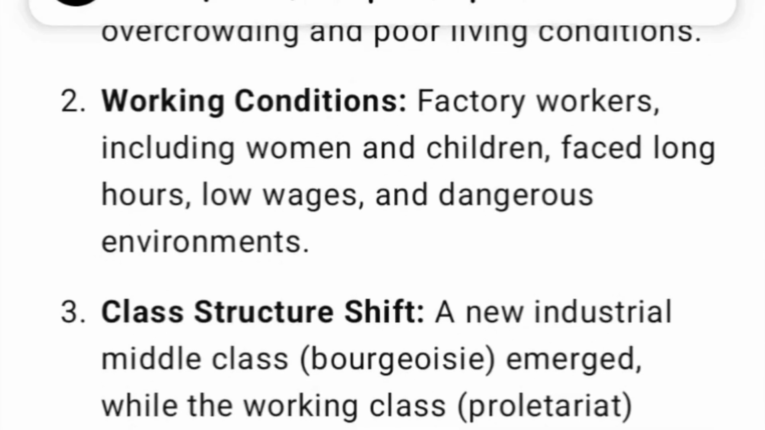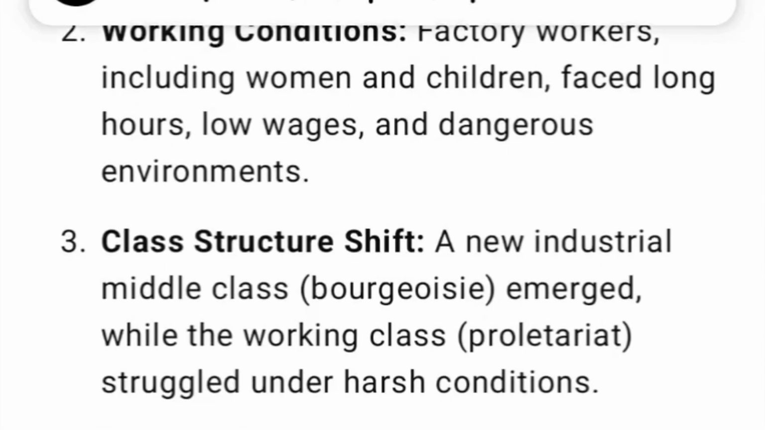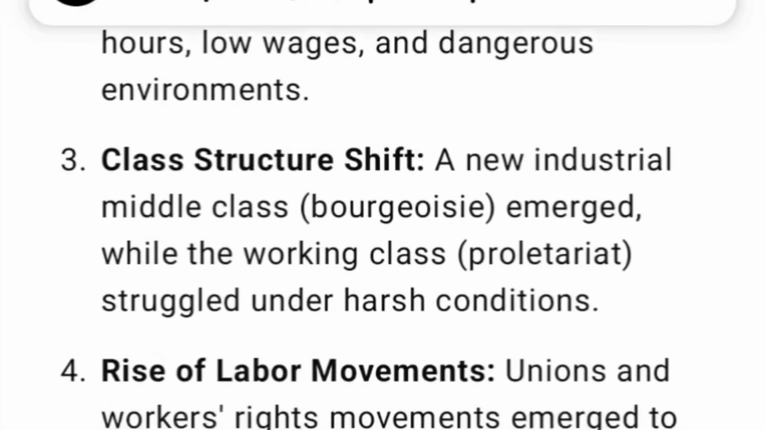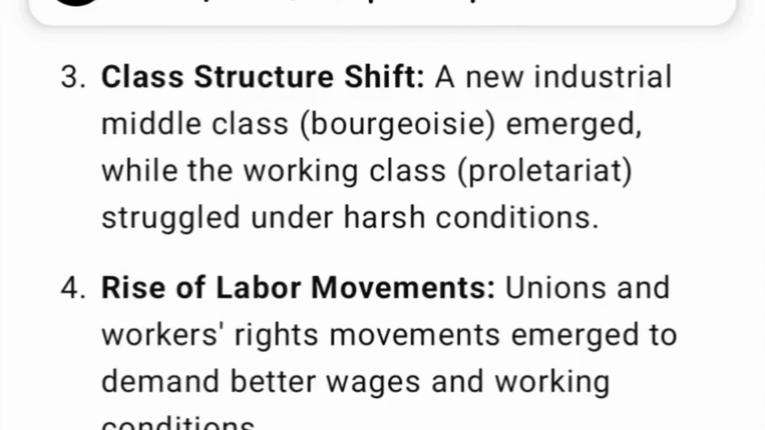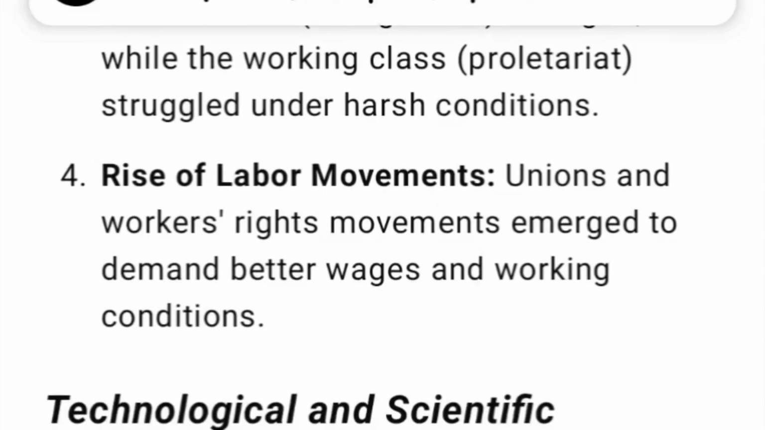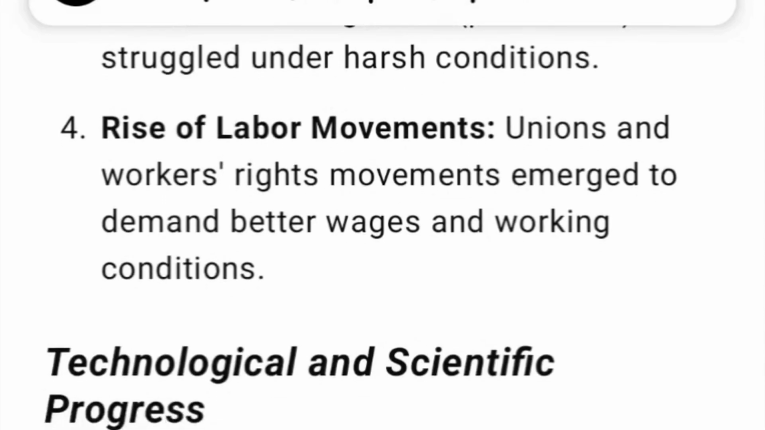3. Class structure shift. A new industrial middle class, the bourgeoisie, emerged while the working class, the proletariat, struggled under harsh conditions. 4. Rise of labor movements. Unions and workers' rights movements emerged to demand better wages and working conditions.